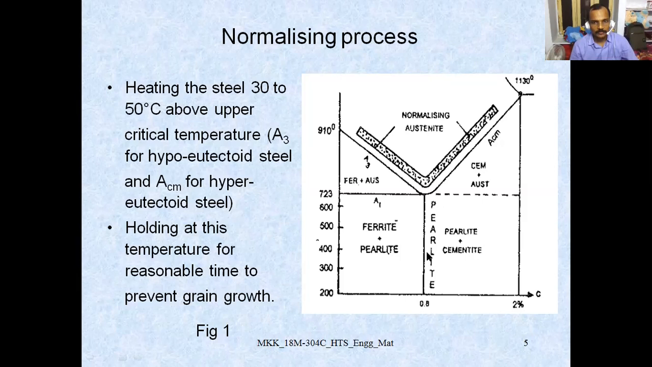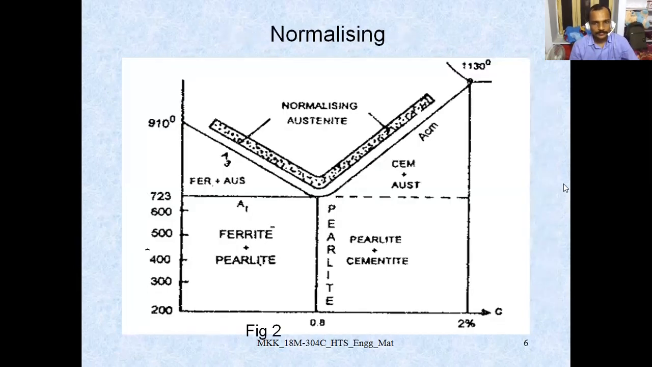In this particular diagram, we are able to see the pearlite here, nothing but 0.8% carbon, with hypoeutectoid and hypereutectoid steels. So this is the A3 temperature and this is the ACM temperature, nothing but the ACM point. Here the vertical axis is the temperature and the horizontal axis is the carbon content. The A3 point and ACM point are the particular critical temperatures.